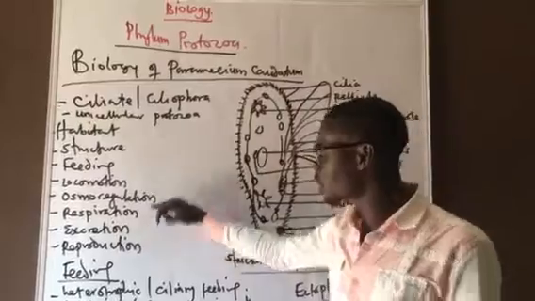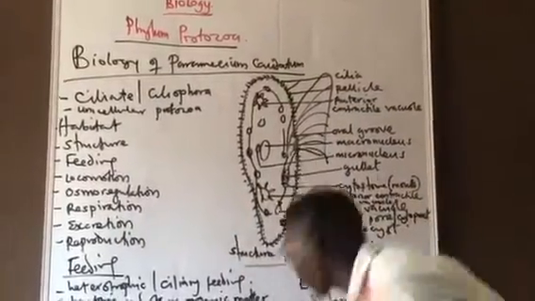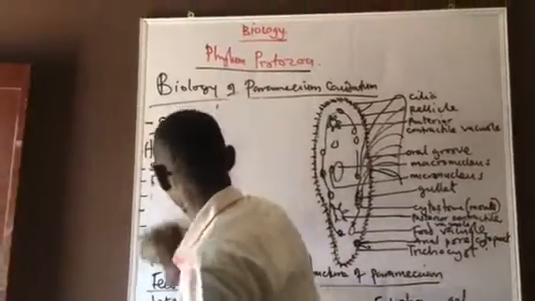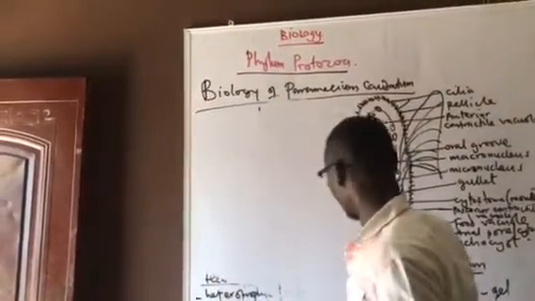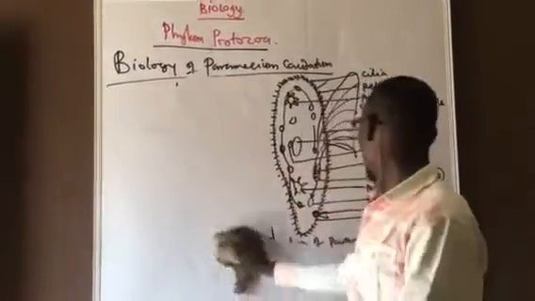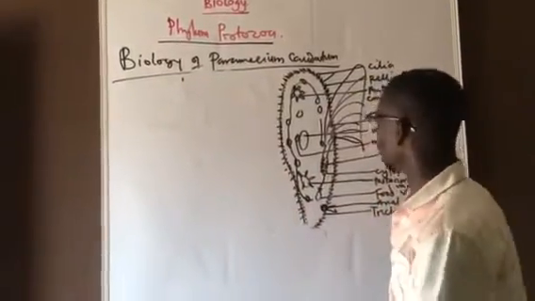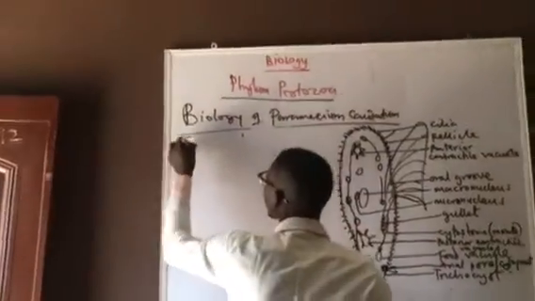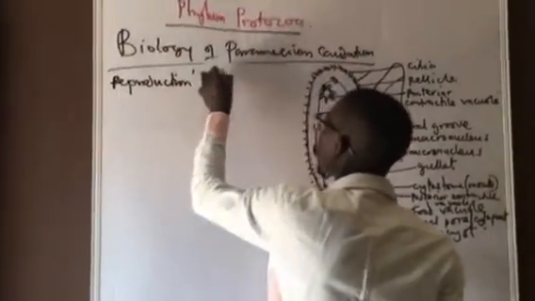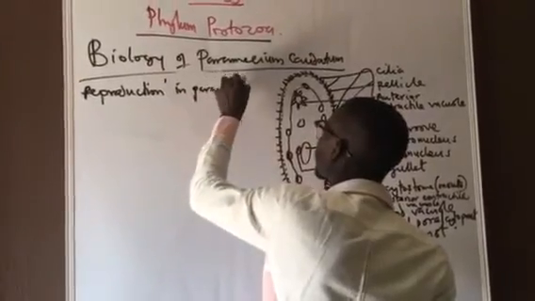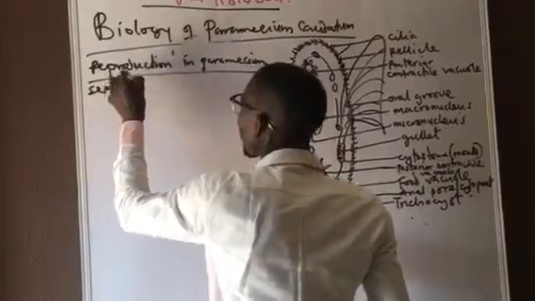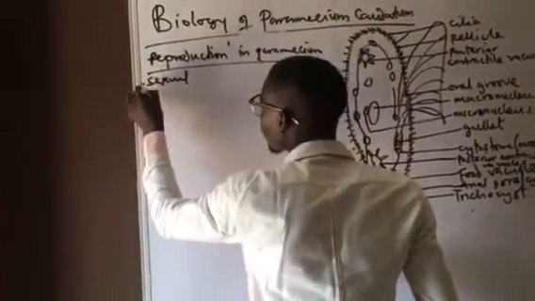Then we also talk about reproduction now. When we talk about reproduction, reproduction occurs in two ways. They carry out both sexual and asexual reproduction. So when we talk about reproduction in Paramecium, we said they carry out both sexual and asexual reproduction.